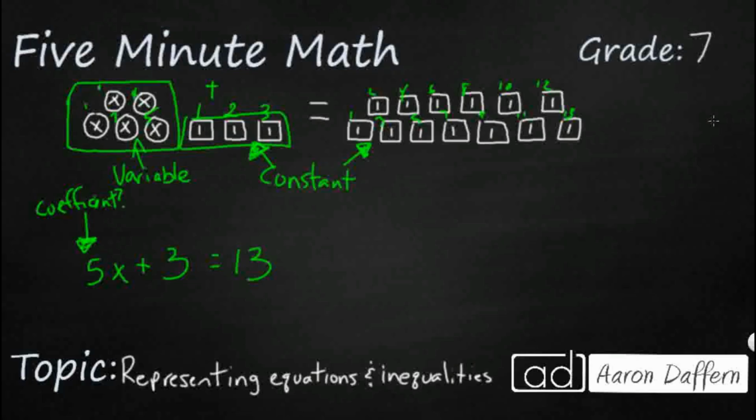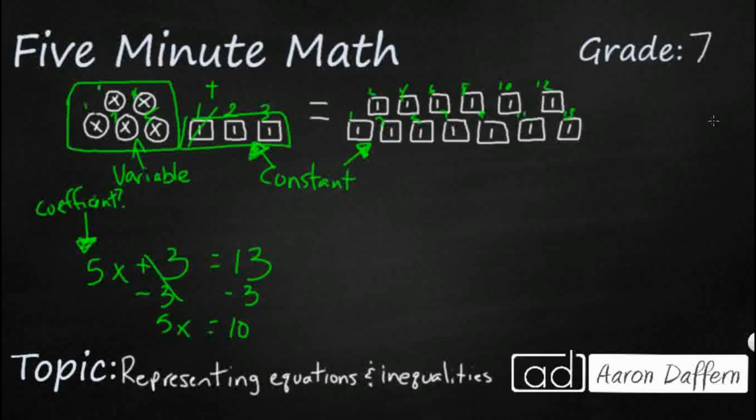Now the cool thing is we still need to solve for x, but now we can visually see every step. So the first thing we want to do is subtract 3 from both sides, because we want to isolate the variable. We want to get that all by itself. So we know that this plus 3 minus 3 is going to cancel out. We know that 13 minus 3 is going to make 10, so we've got 5x equals 10, but watch.